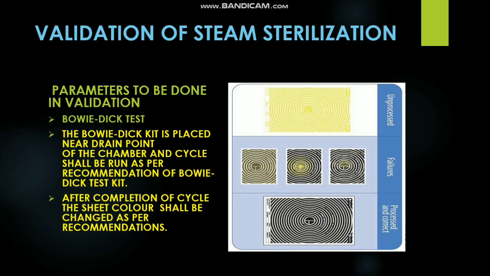After doing the cycle, you can see on the right-hand side that the first one is the unprocessed sheet, where some yellow circles are given. So this is unprocessed. After processing, it should turn black. If some air pockets are there, then it will turn only partially black, and some yellow spots will be there.